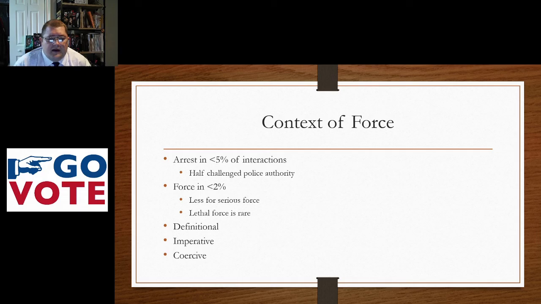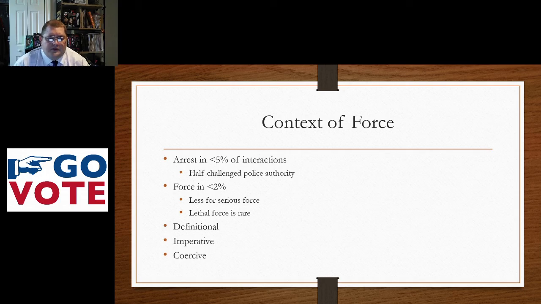Arrests are made in about 5% of police interactions, and in about half of those interactions, the people being arrested, verbally or physically, most commonly verbally, challenge the police's authority in some way. It's no surprise that people don't like to be arrested. If you've ever seen the show Cops, it's usually not a very nice experience for the person being arrested, or the police officer. It's just not a fun type of social interaction.